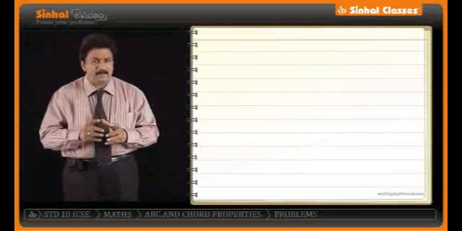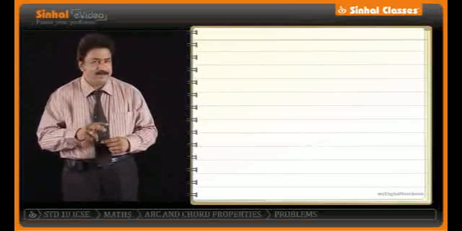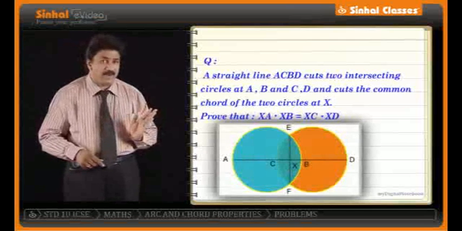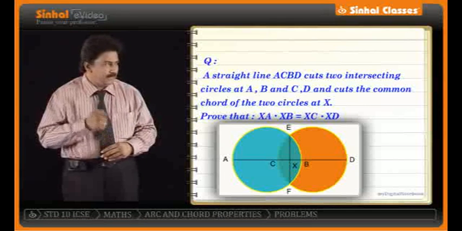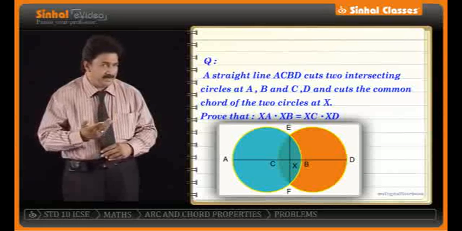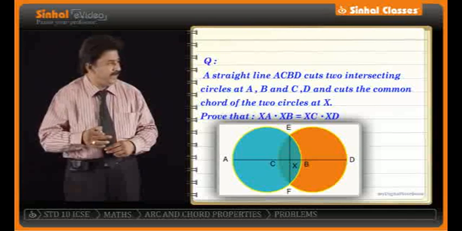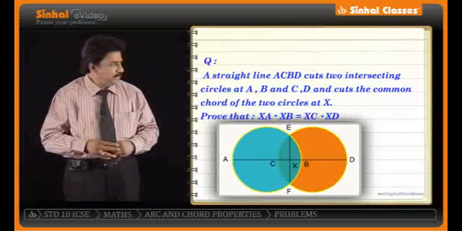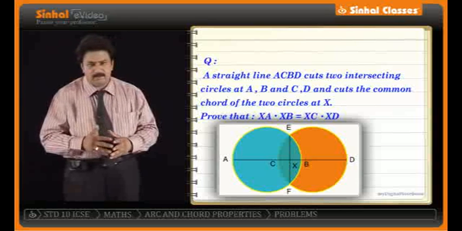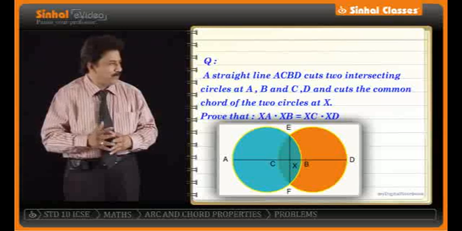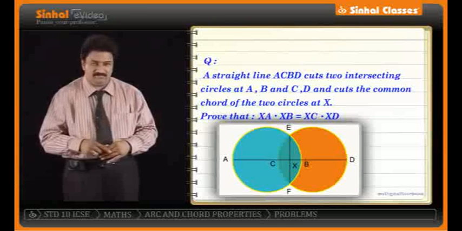Now see the next sum. It's a purely proving sum. My favorite sum. It's a very interesting sum. See what is given to you. See the figure very carefully. A straight line ACBD. Can you see that straight line? It cuts two intersecting circles at A, B and C, D, and cuts the common chord of the two circles at point X. What do you have to prove now? You have to prove that XA into XB is equal to XC into XD.